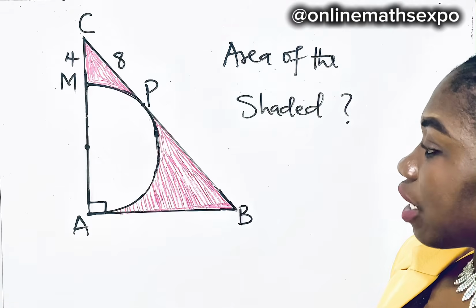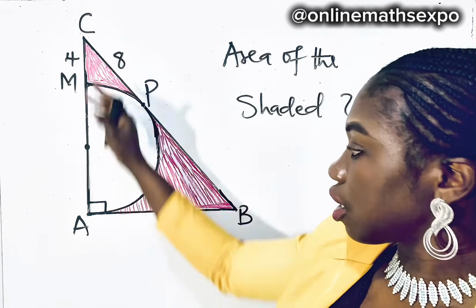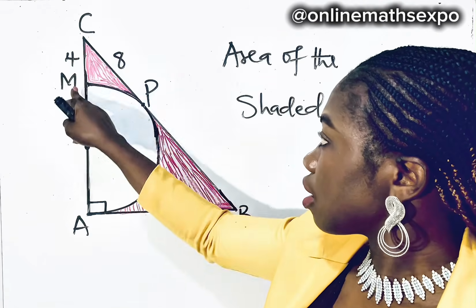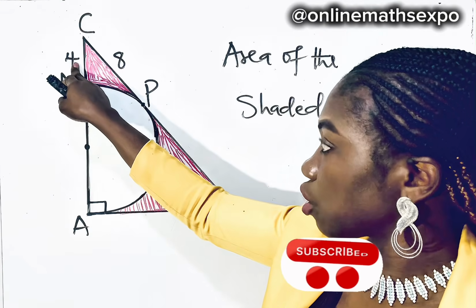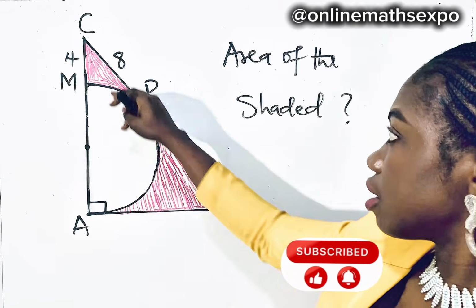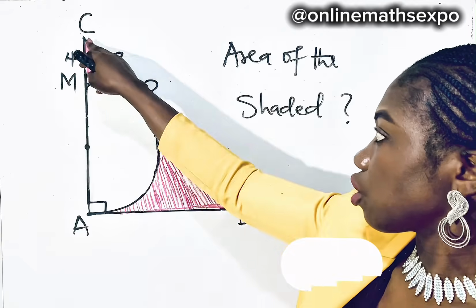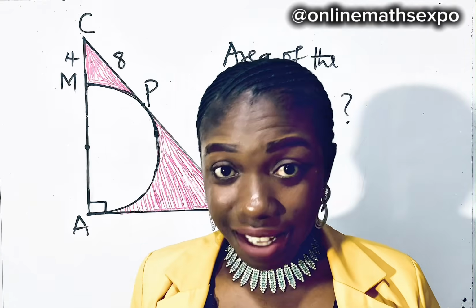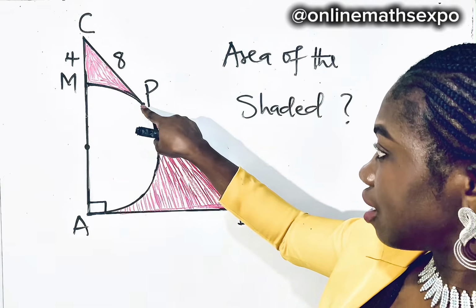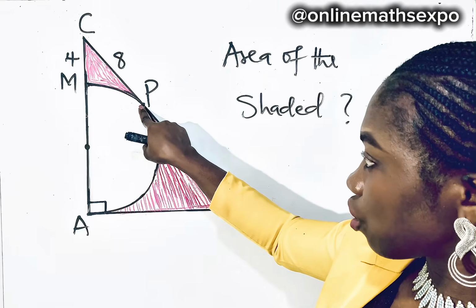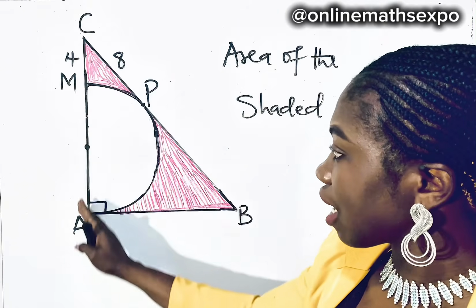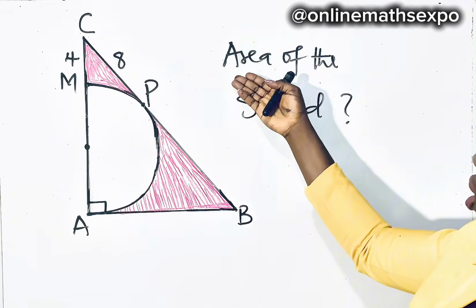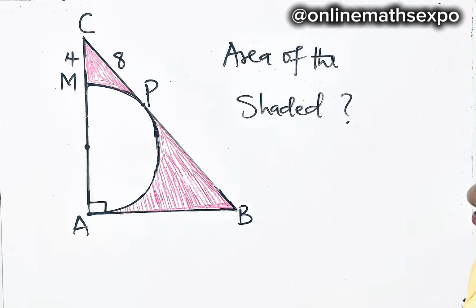We are given a right triangle BAC, right-angled at A. Length CM, from here to here, measures 4 units. Length CP measures 8 units. Inscribed is a semicircle such that the arc touches this part of the triangle and the diameter lies on this part of the right triangle. The question is asking us to find the area of the shaded region.